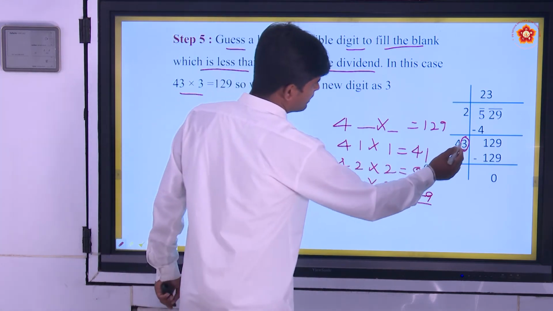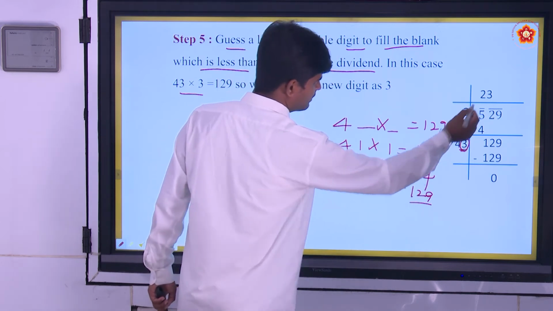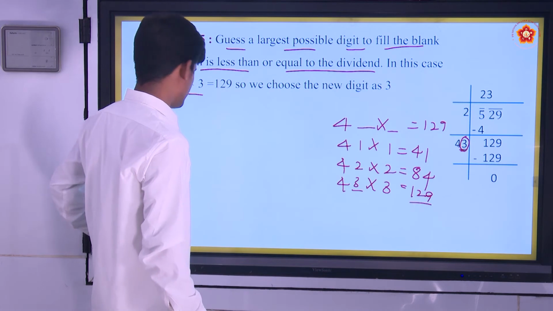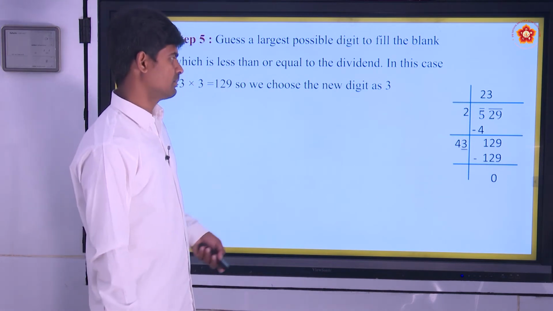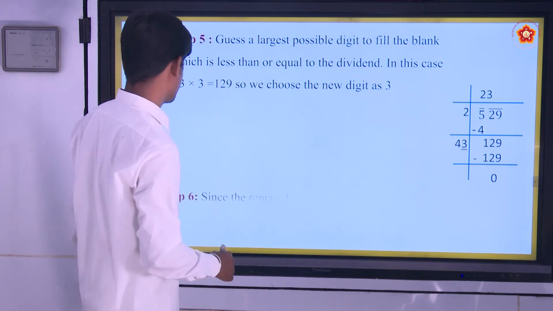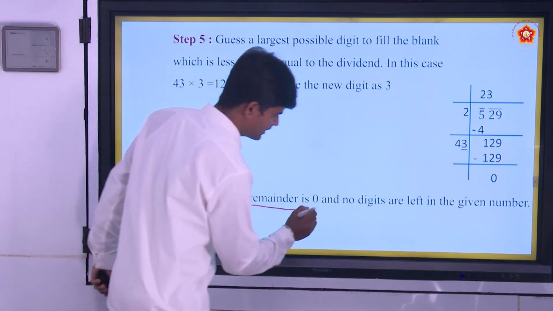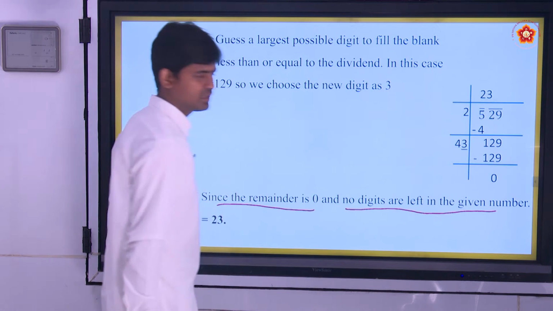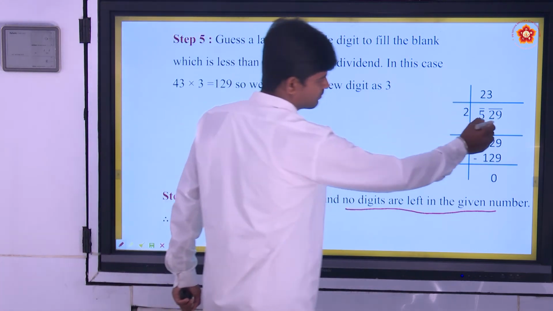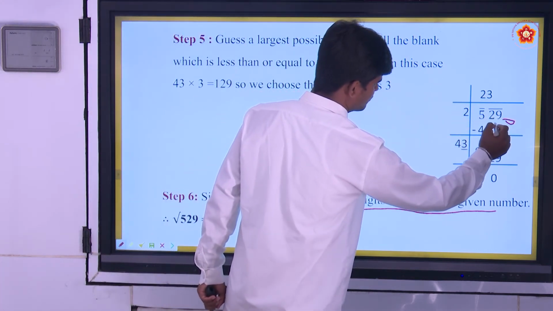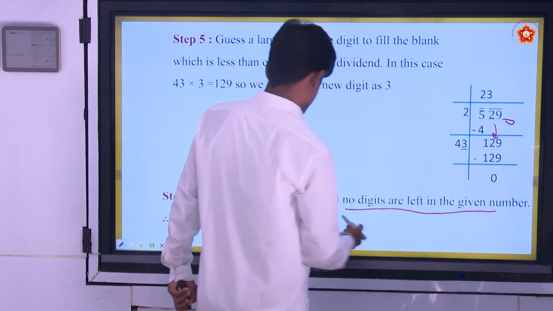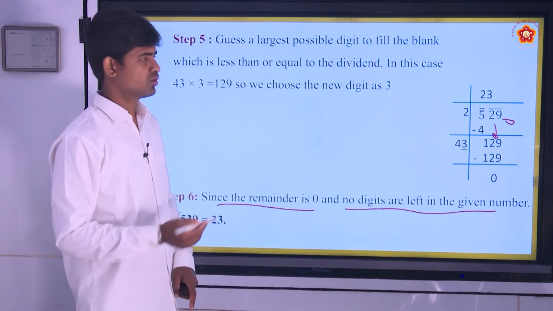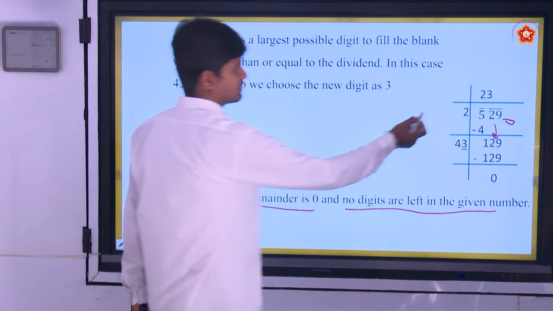Okay. 3 times 43 is 129. 129 minus 129, we get remainder 0. Since the remainder is 0 and no digits are left in the given number, the square root of 529 is 23.